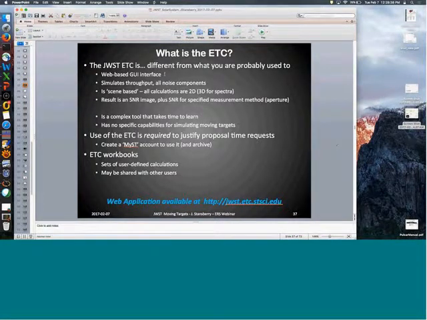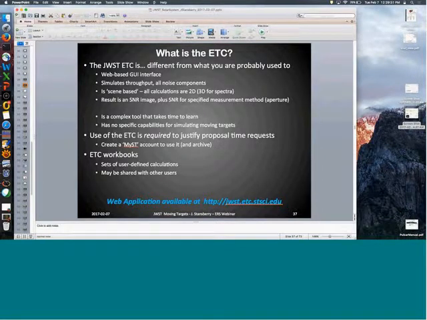It's got a web-based GUI interface that's quite complicated. I'll show you in a minute. It includes all the throughput and noise components that we're able to characterize and know about. The unique aspect of it is that it's scene-based, so it does its calculations basically in the pixels of a detector. If you want to know exposure time for a photometry operation, it's going to show you a picture of the scene with a PSF in the middle of it and show you the noise that you're achieving on each pixel in that scene.